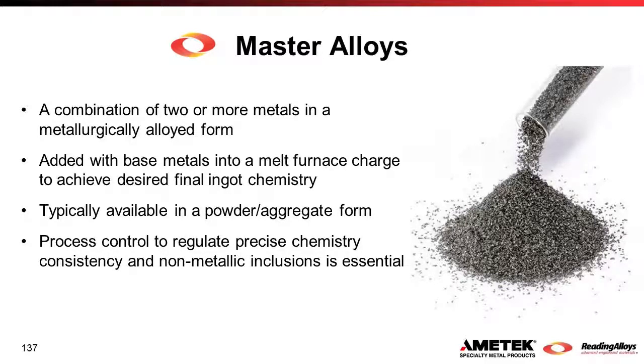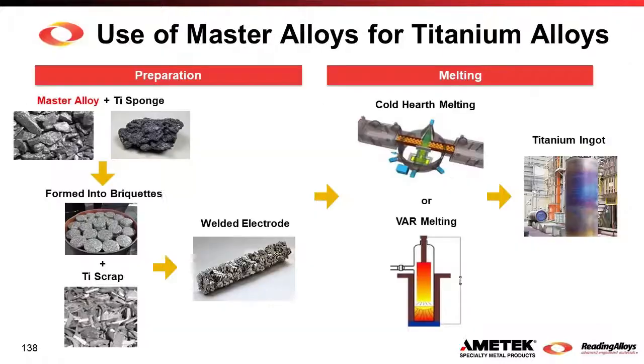I'm not going to go into tremendous detail because there are many variations on this, but to give some pictures to the process, you typically take the master alloy with the sponge, you combine it with scrap, you can use a welded electrode, there are other methods as well. It goes through a melting process and forms the raw ingot that some of the other speakers have already mentioned today.